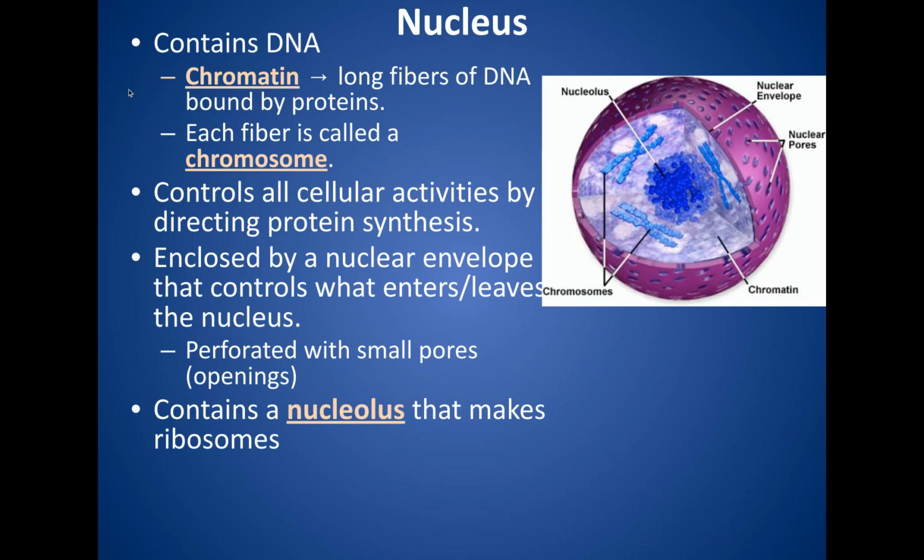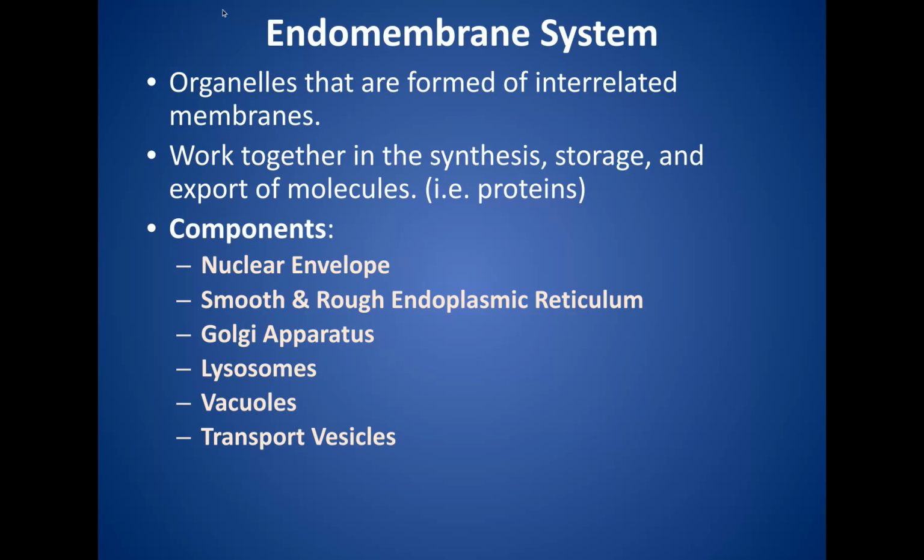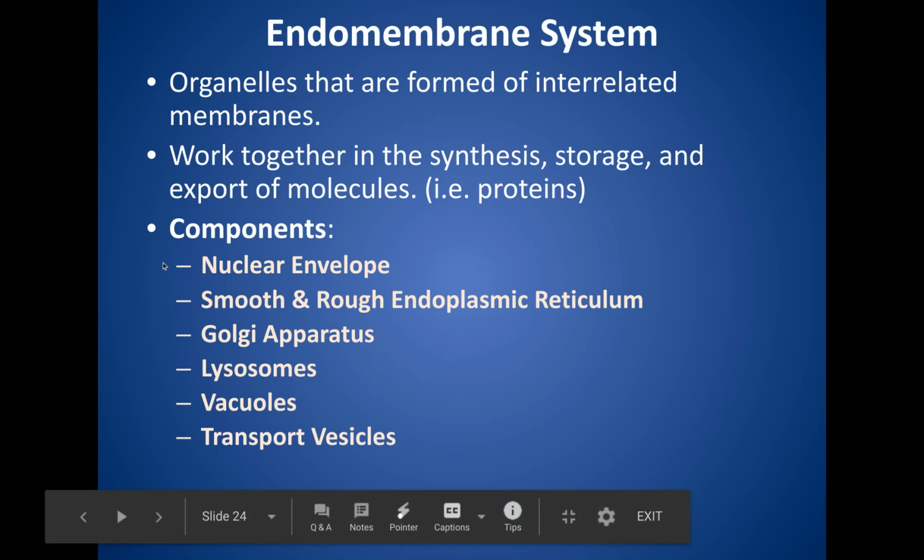We talked about the nucleus and how DNA takes different forms. DNA can be unwound in the form of chromatin or tightly coiled in the form of a chromosome. And the main thing to know about the nucleus is that it controls all cellular activities. We then talked about the endomembrane system, which is a bunch of related organelles that all work together eventually to produce proteins for the cell.